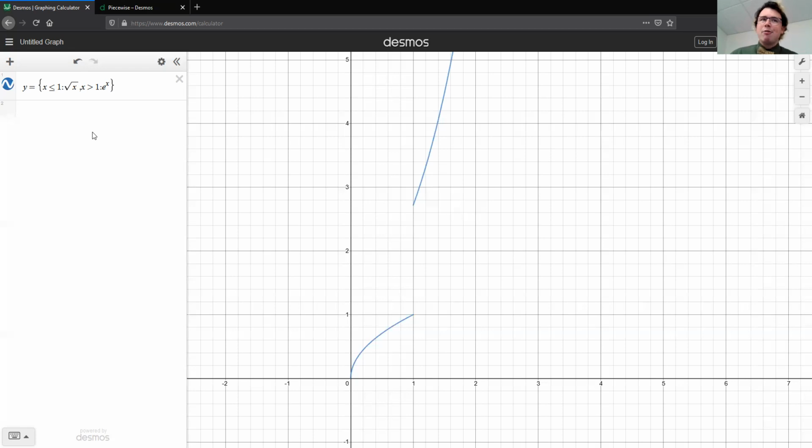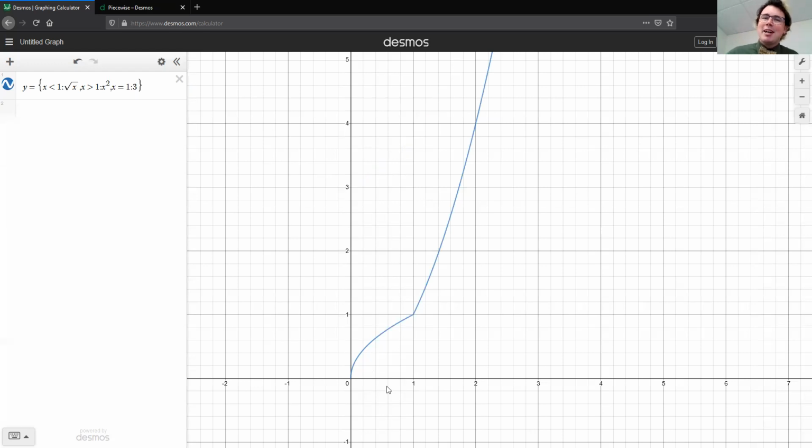Let's look at a different piecewise function. So I will say x that is less than 1 gets the formula the square root of x. X that is greater than 1 gets the formula x squared. But we need to say what is the value at x equals 1. And I will give x equals 1 the formula 3. So now I have another piecewise function.